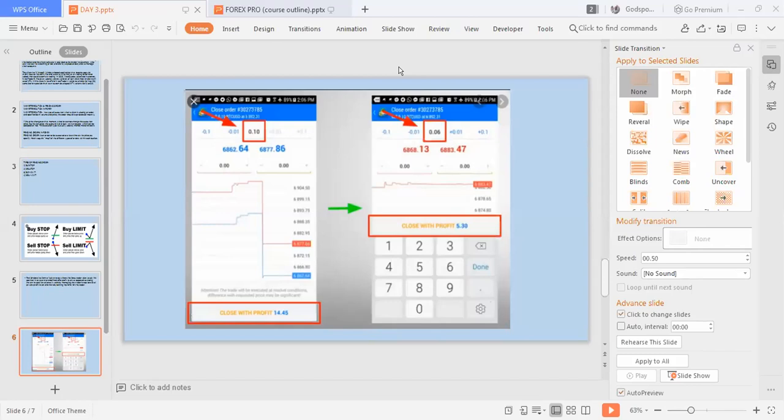Do you know the beauty of this? Once you take part of the profit, on that same trade, you are having 0.04 left. Why? Because 0.06 plus 0.04 gives you 0.10. Are you with me? So that gives you a profit of 5.30. So that's partial closing.